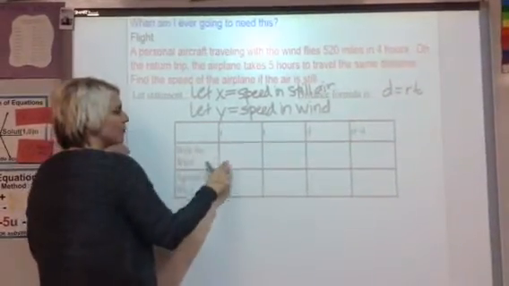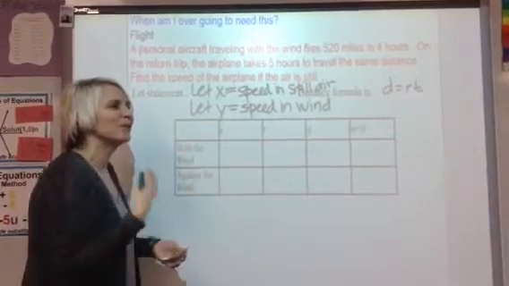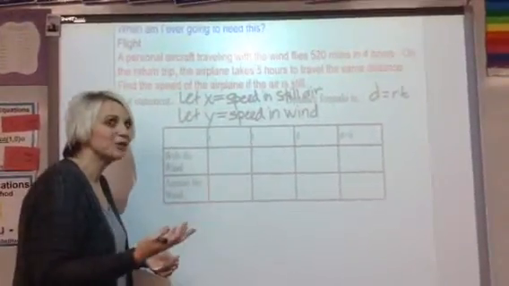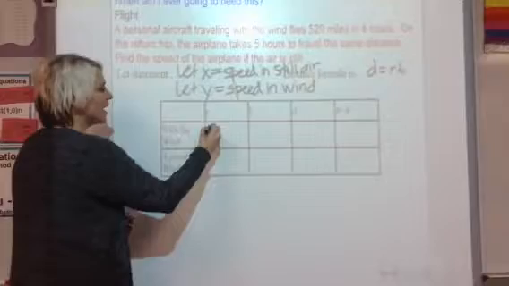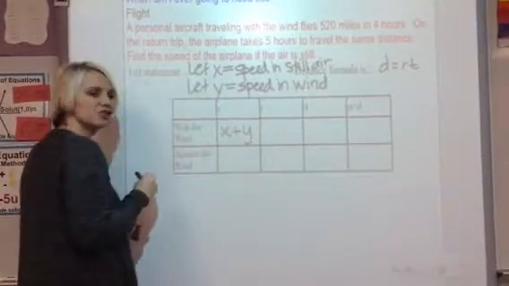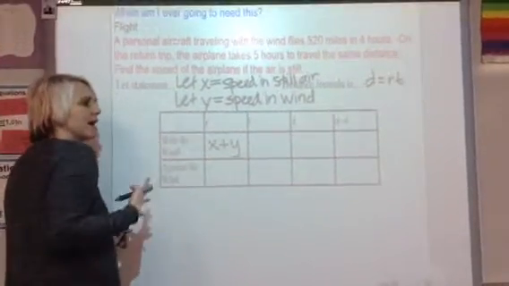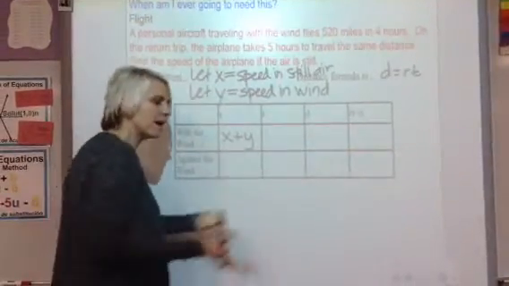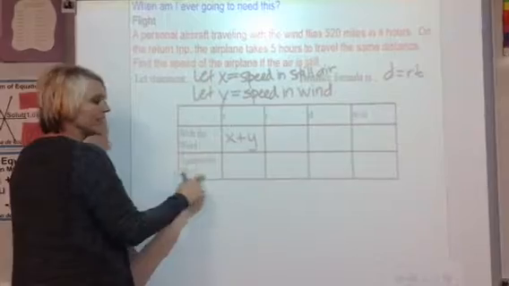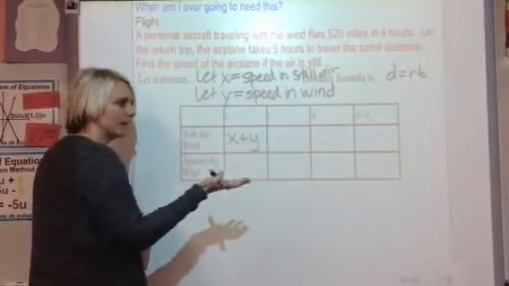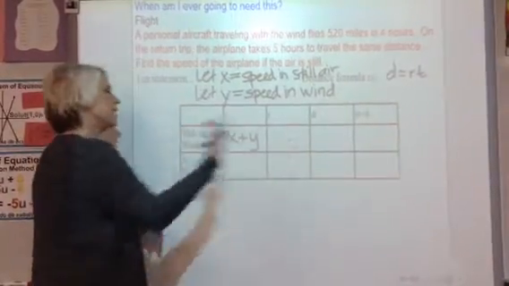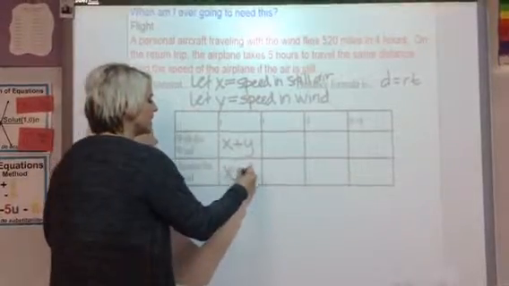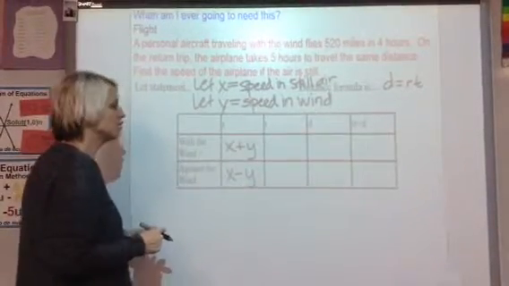So my rate when I'm going with the wind. Think about times when you go with the wind. When you're running, when you're biking, it helps you. It makes you faster. So that's going to be an x plus y relationship. Just think about that. Because I have my speed in still air, and then I'm adding to that with my wind behind me to push me. Now, what about going against the wind? Have you ever tried that? Biking into the wind, running into the wind. It pushes you back, slows you down. So that's going to be a subtraction relationship.